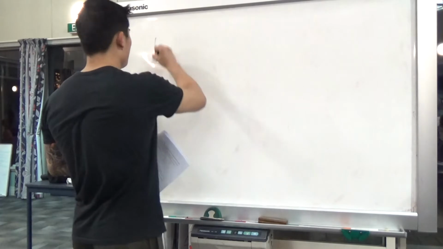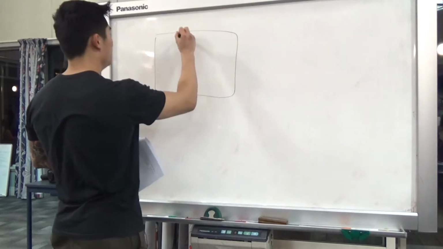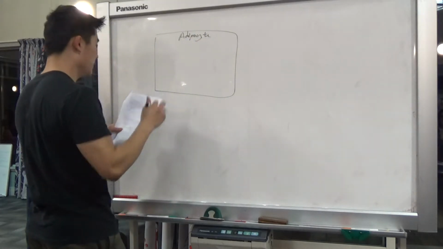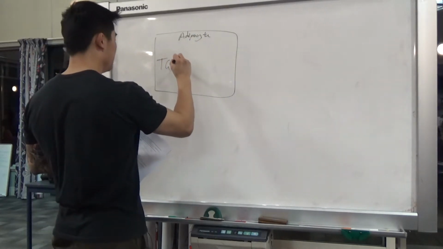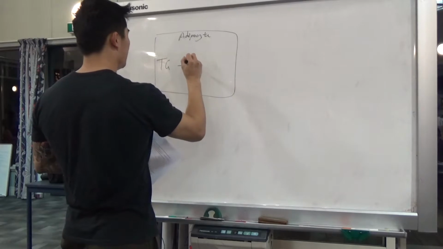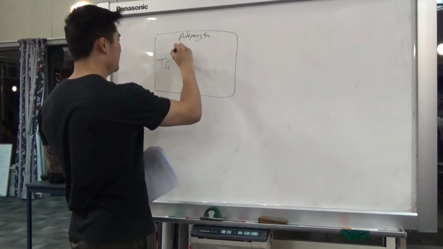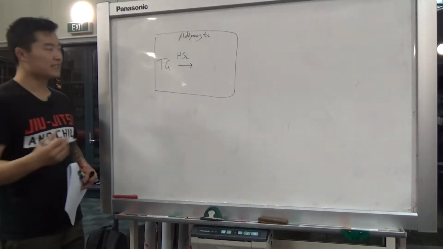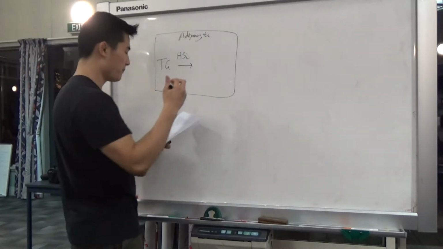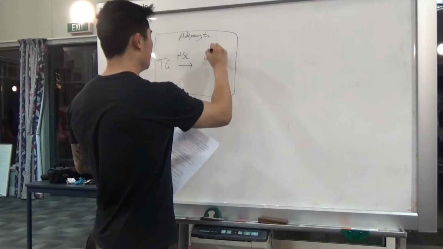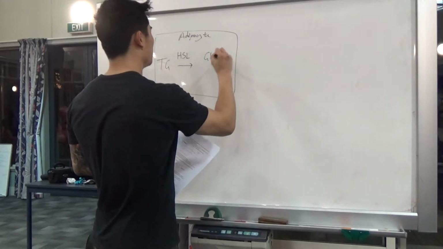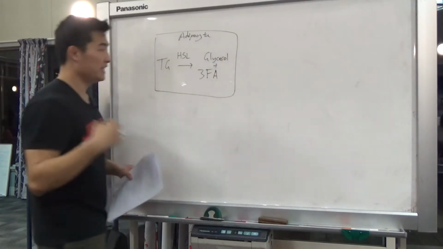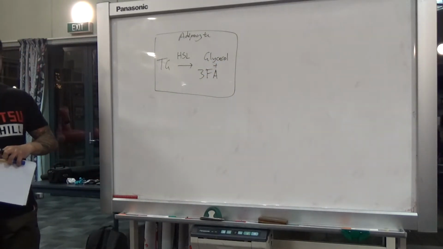So we have the adipocyte. We have the triglyceride. And this reaction here is catalyzed by hormone-sensitive lipase, or HSL. And it's broken down into glycerol and 3 fatty acids. Okay.